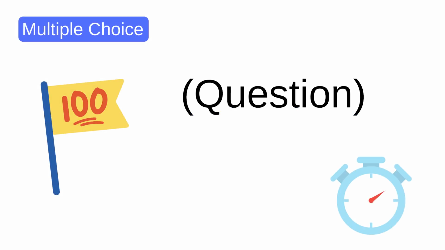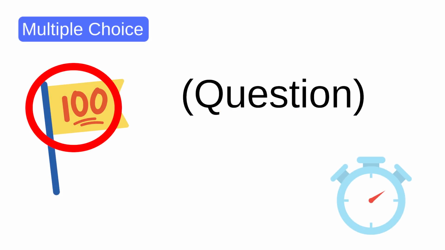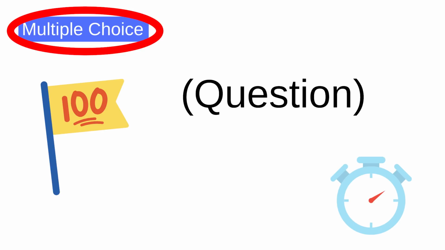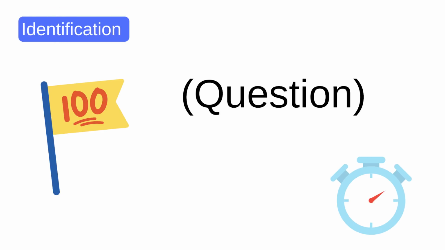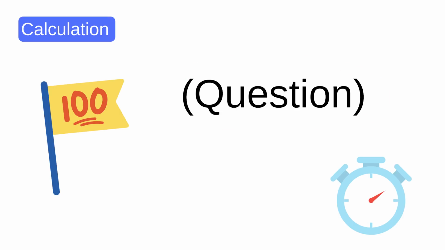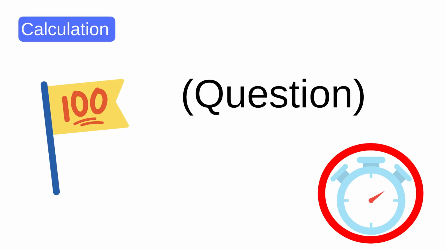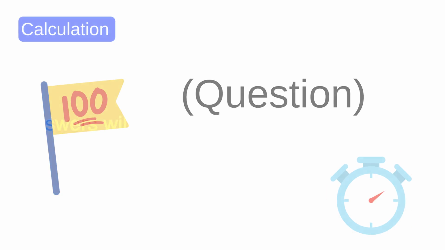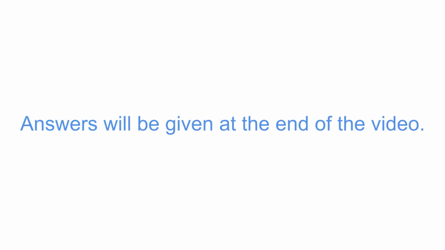This test is composed of 100 items of different types of questions: multiple choice, identification, true or false, enumeration, fill in the blanks, calculation. There are 5 sets of questions, 1 set for each chapter. Each question is timed accordingly. The answers will be given at the end of the video for you to check your scores.